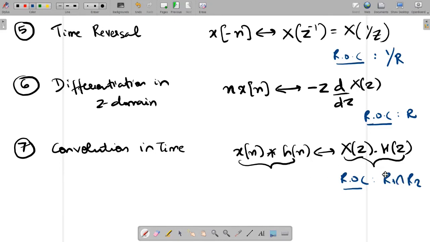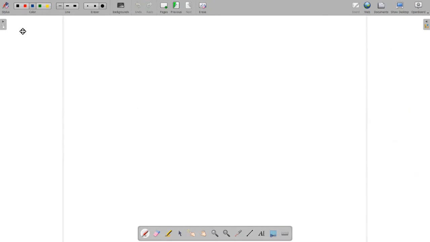Now, we will solve sums on these properties and see how to use these properties for our sums. First sum: y of n is equal to alpha raised to mod n, where alpha is less than 1. And we have to find the Z transform.